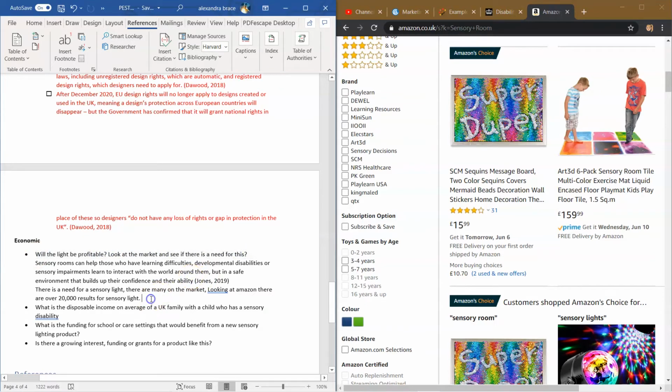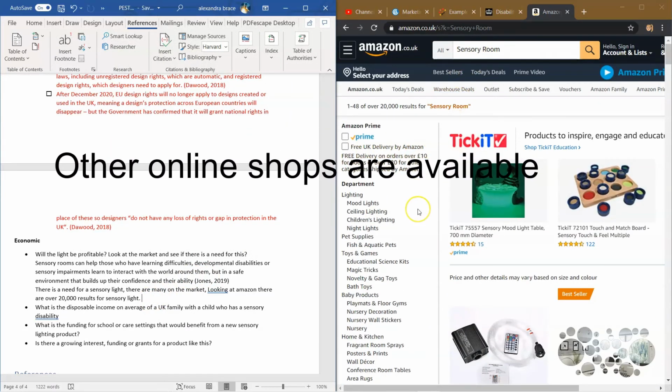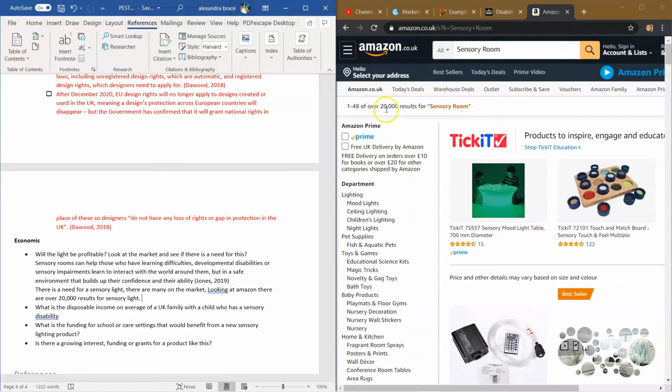Now, one way of doing this is I've looked on Amazon for a sensory room. On Amazon, it's got over 20,000 results for a sensory room. So I've put in, there is a need for sensory lighting. There are many on the market. Looking at Amazon, there are over 20,000 results for a sensory light or room.